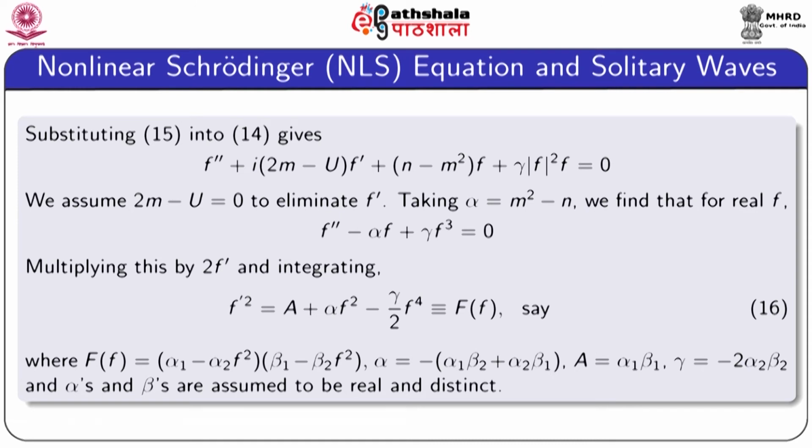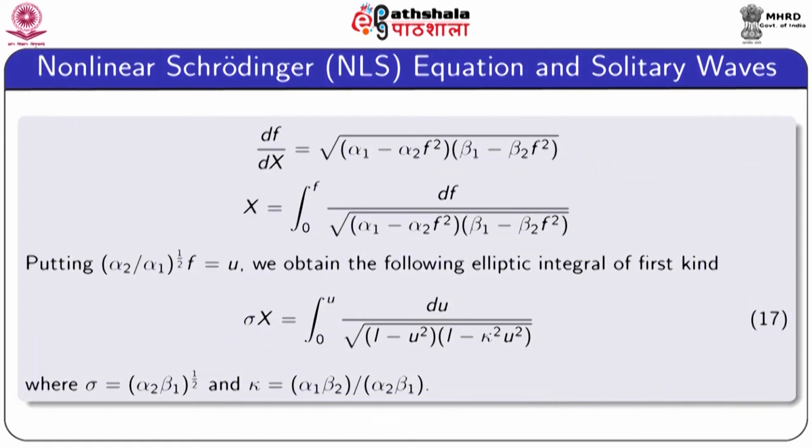Therefore, we can write equation 16 as df/dx equals square root of (alpha 1 minus alpha 2 f square) into (beta 1 minus beta 2 f square). Now, we separate the variables f and x and obtain the value of capital X as integration 0 to f df by square root of, which is written in the slide.